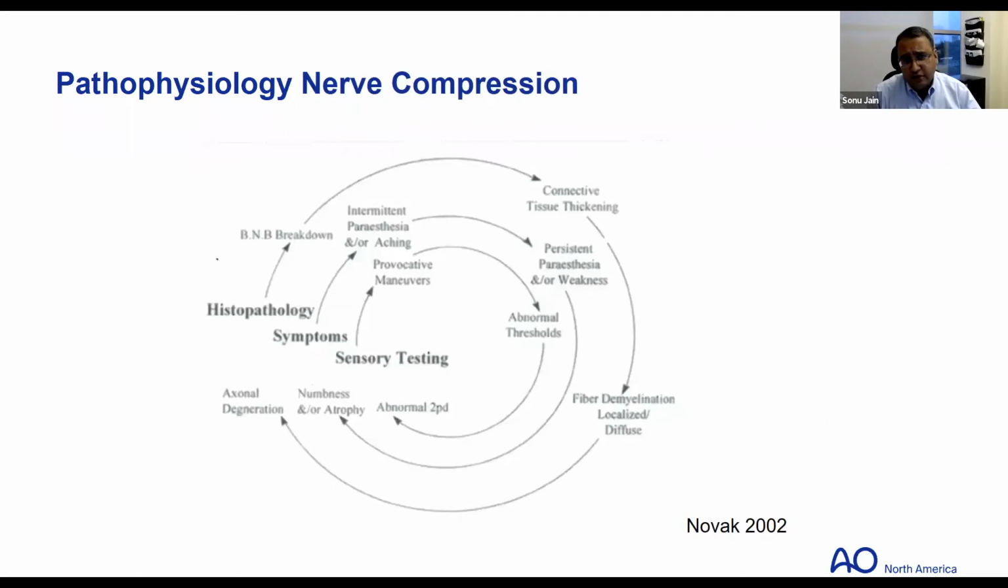When we're looking at the pathophysiology of nerve compression, it goes down this pathway of blood-nerve barrier breakdown, which leads to connective tissue thickening and demyelination, and eventually axonal degeneration.